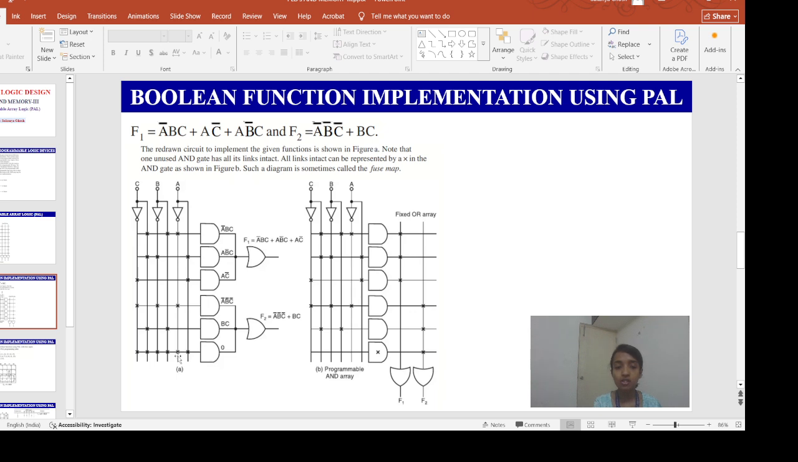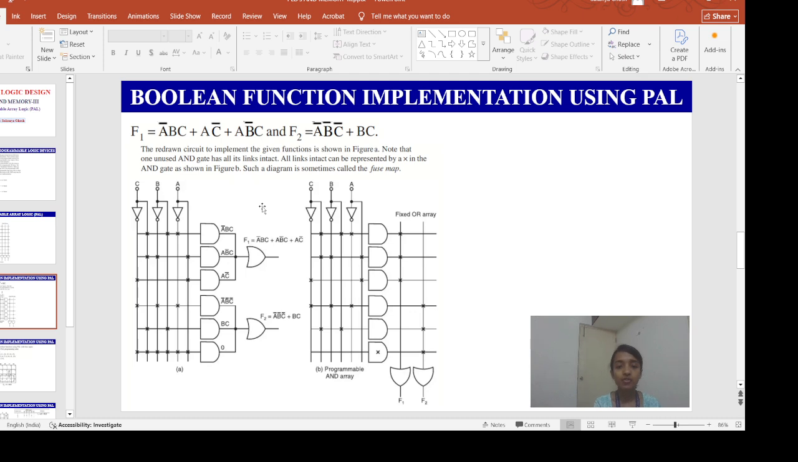Apparently, without going into the detail of the analysis of this function, we can see this AND gate is unused, right? And it has all the links intact. We have put this cross sign. All the links intact can be represented by this cross symbol in the AND gate. Such a diagram is also called the fuse map.